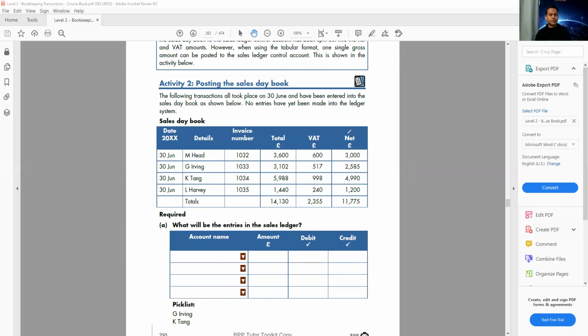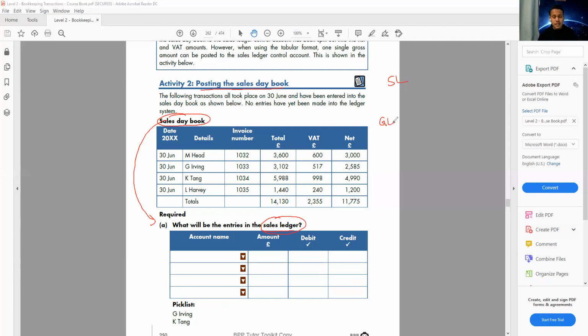Activity 2, posting sales day book. This is my sales day book. From the sales day book, I'm posting the information to the sales ledger. Remember that we have two types of ledger. If you have a pen and paper, you can write it down, or you can remember that we have a sales ledger and we have a general ledger.